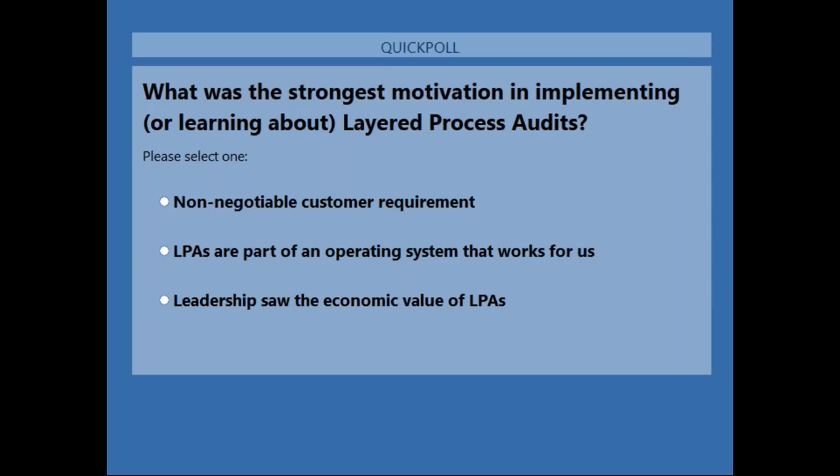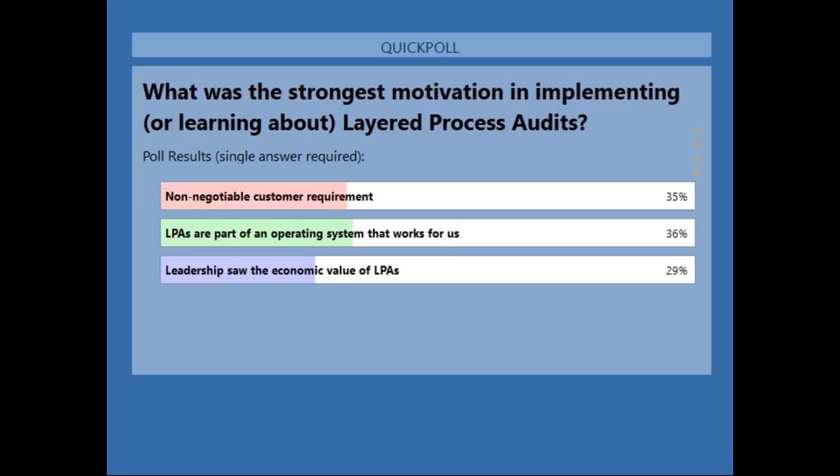Great. So about 60% of you have voted. I'll give it a few more seconds. And then I'll let Murray take it away. 3, 2, 1, and there we go. So about 35% of you, non-negotiable customer requirement. Kind of like a third, a third, a third. I'm glad to see that 29%. That's a good start. We'll try to get that number higher over the next couple of years.